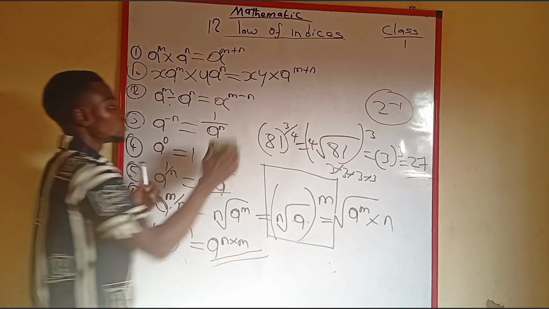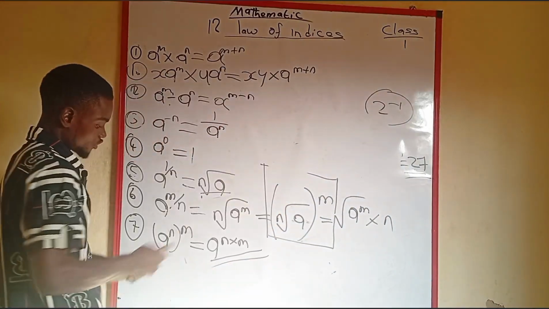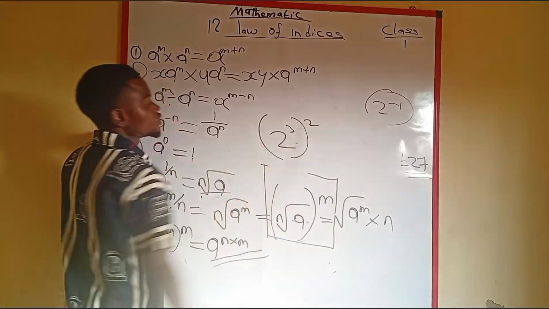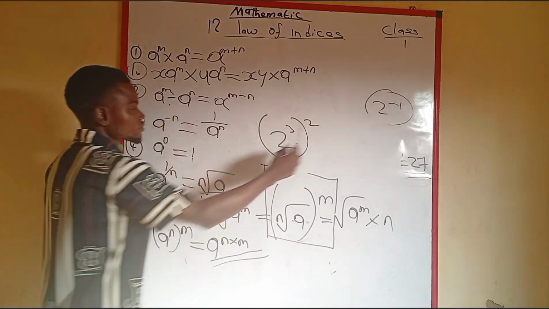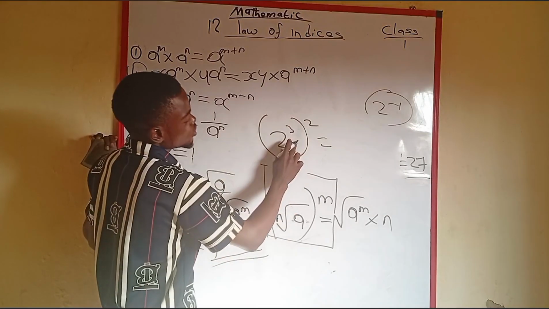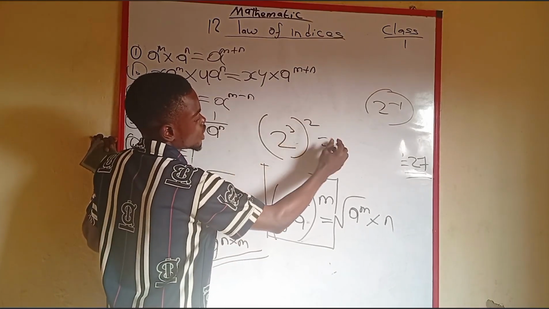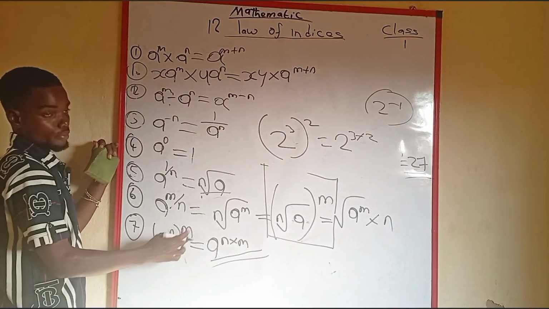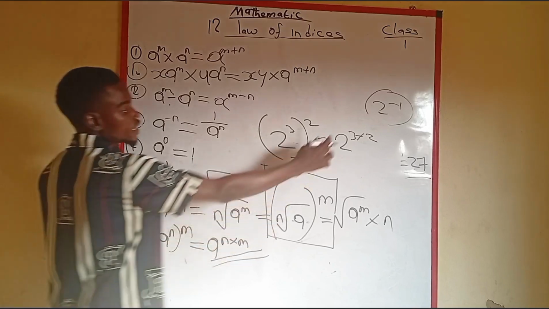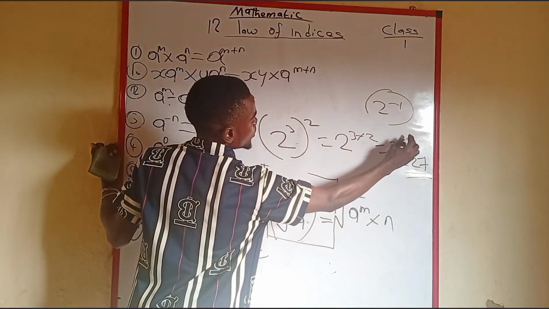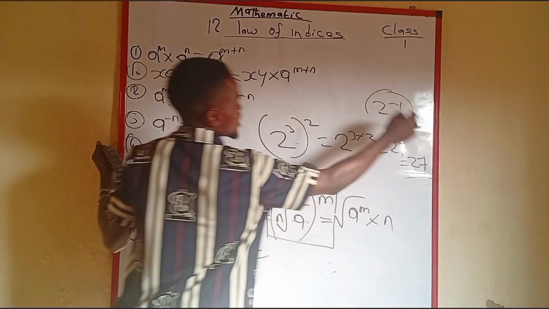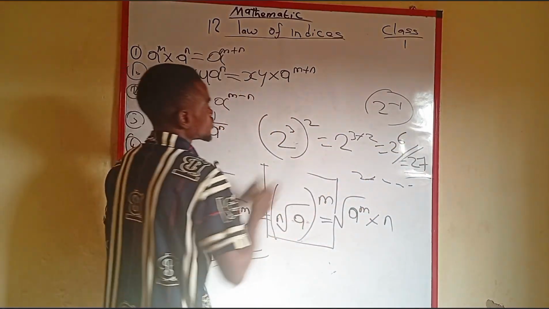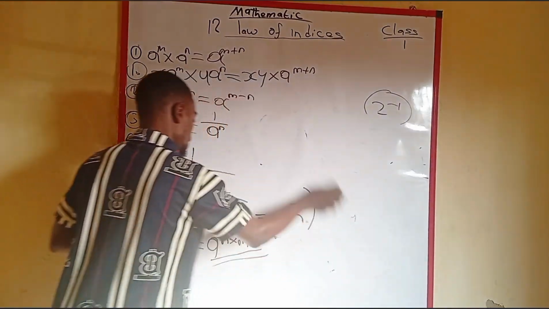Here is an example of this seventh law of indices. If we have 2 to the power 3, all to the power 2, how can you simplify this? This is equal to 2 to the power 3 to the power 2. I'm going to say 2 is to the power 3 multiplied by 2. The powers, you're going to multiply them. So 3 multiplied by 2 gives us 2 to the power 6. You can leave your answer here, or you can go on to say 2 multiplied by 2 multiplied by 2 and find whatever the value is. But we are going to stop here because of time.